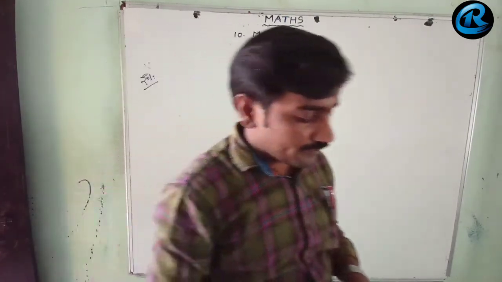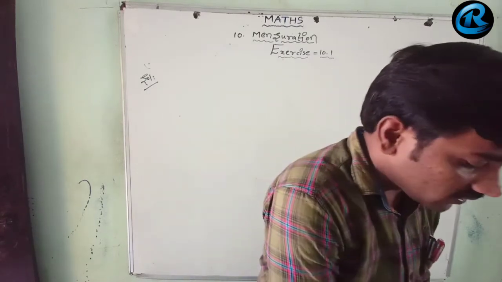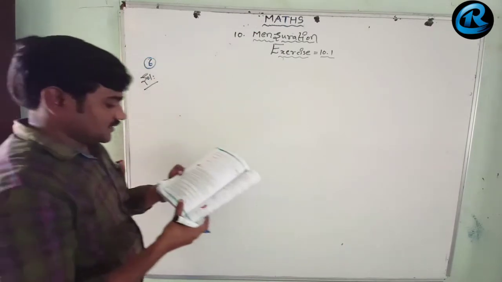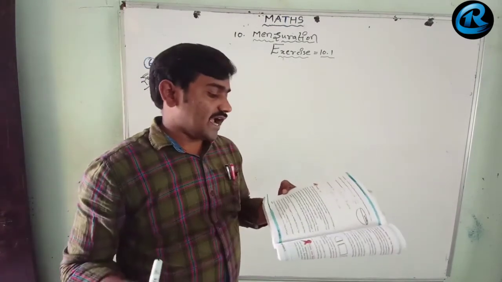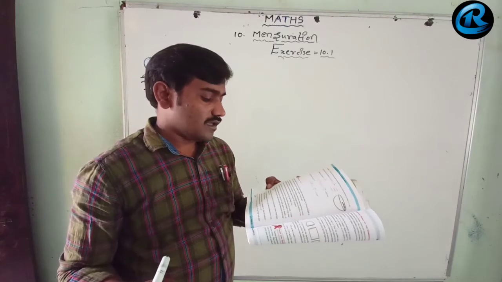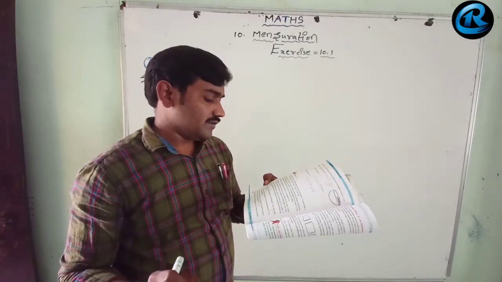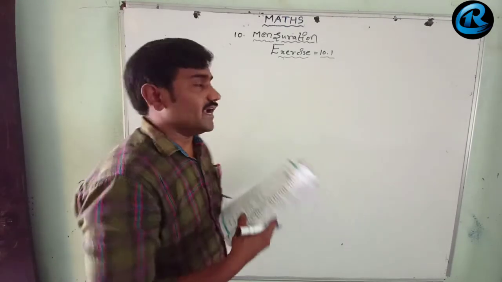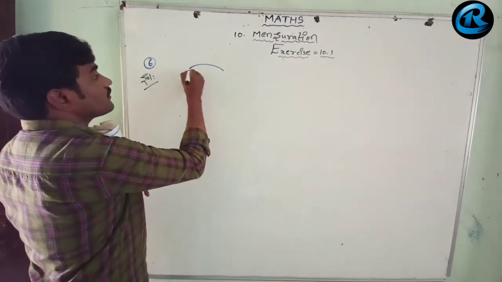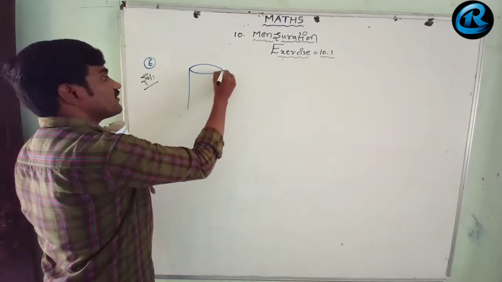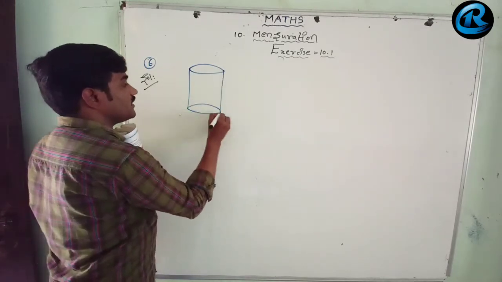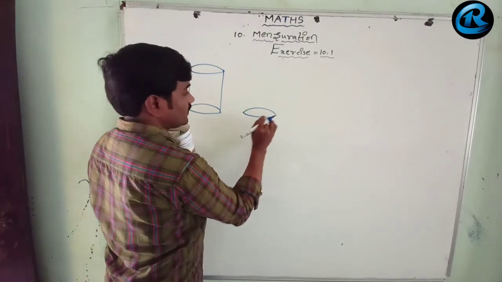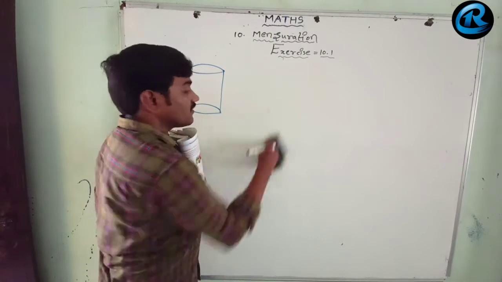Okay, so next we go for question number 6, and it is an important one. Question number 6, let us see. A cylinder and cone have bases of equal radii and equal heights. They have equal radius and equal height.